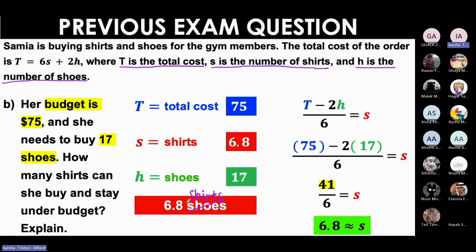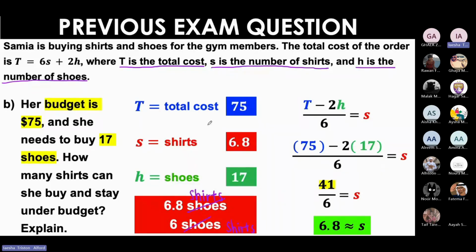Can you go in your closet and get 6.8 shirts? Is it possible to get 6.8 shirts? No. How many shirts can you get? 6, 7, 5. 5 is too little. You can get 6, right? Sorry, shouldn't say shoes. Should say shirts. You can get 6 shirts from your closet.